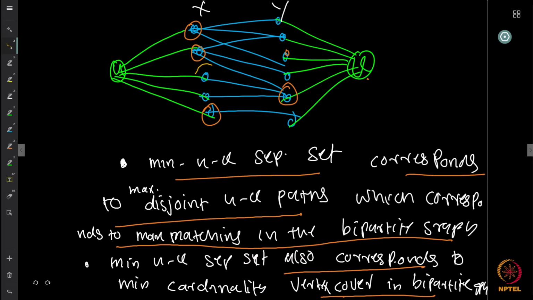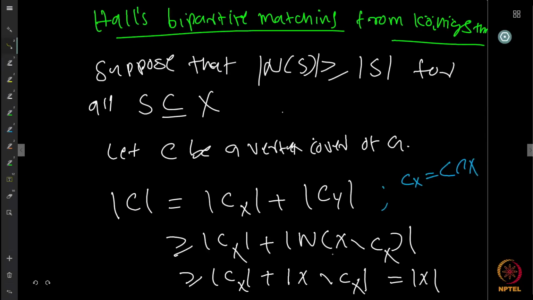Because the vertices in Cx only have edges going to Y, the edges which are starting from this vertex will not be picked up by these vertices. So therefore Cy must contain at least all the elements in the neighborhood of X minus Cx. They must be covered by Cy.